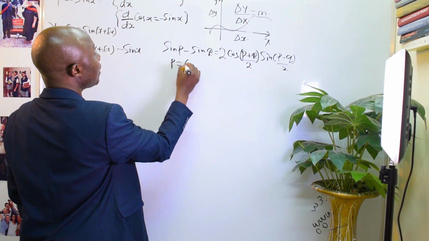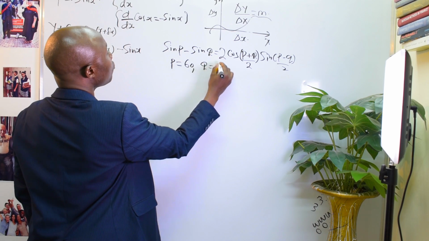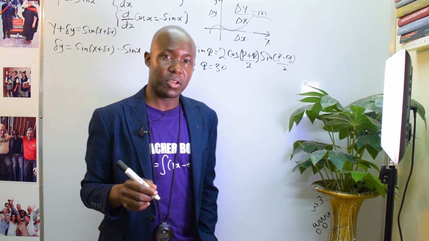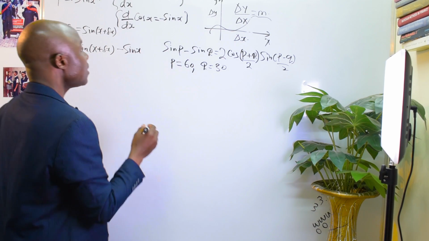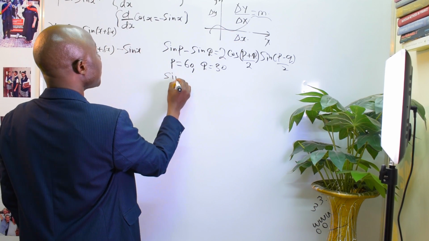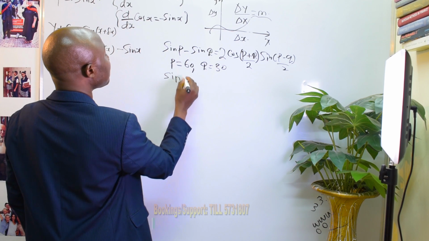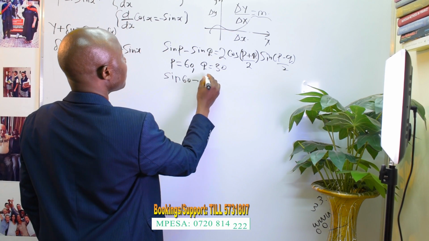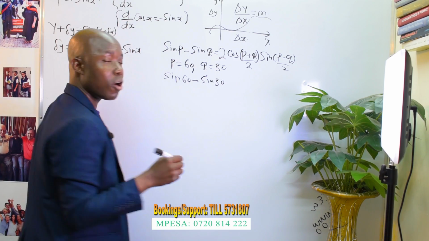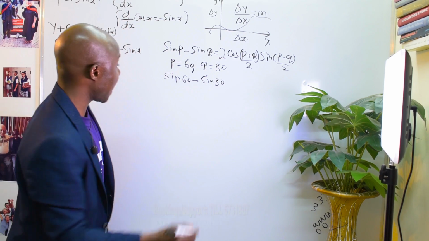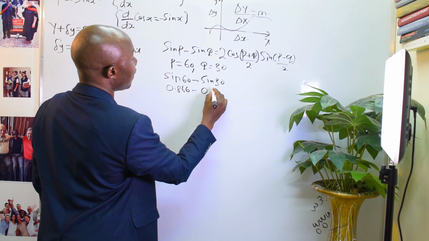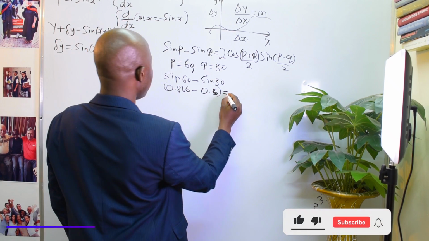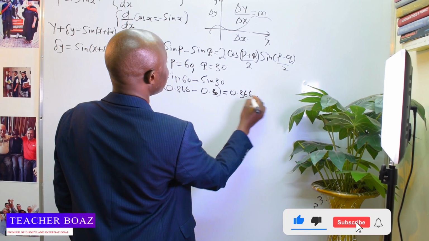Maybe if you take your p to be 60 and your q to be 30, you can pause my video and check from your calculator. I already have them in my mental software. So we say the sine of 60 minus the sine of 30. We all know mathematically the sine of 60 is 0.866, the sine of 30 is 0.5. When we get the difference, we get 0.366.